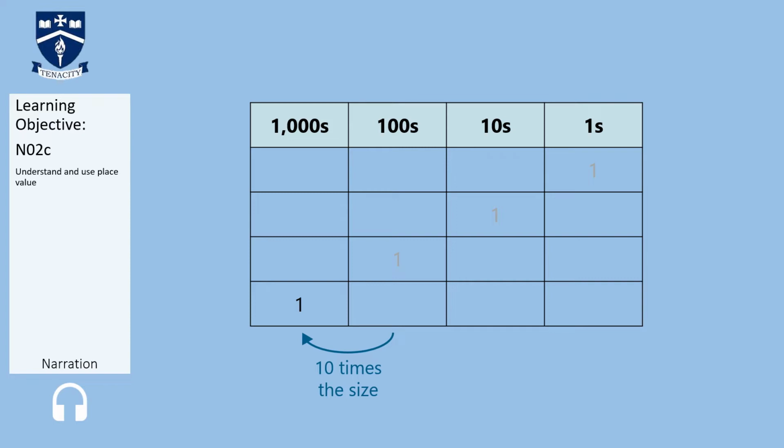We can also see the inverse of this. 1 in the thousands, if it's 10 times smaller, it would move to the right. It would be 1 in the hundreds. 1 in the hundreds, if it's 10 times smaller, would move to the right. 100 divided by 10 is 1. And 10 divided by 10 is 1, which would move into the ones.